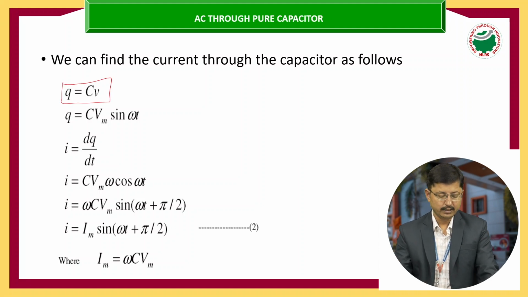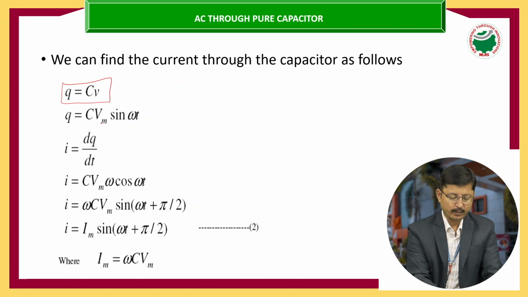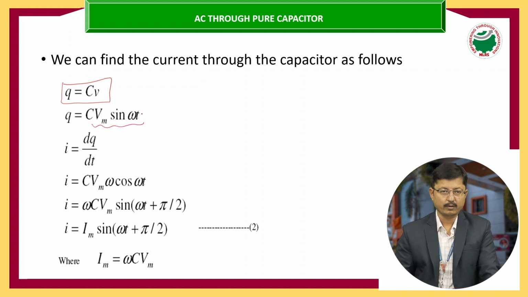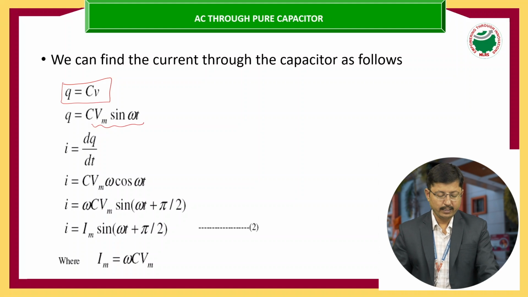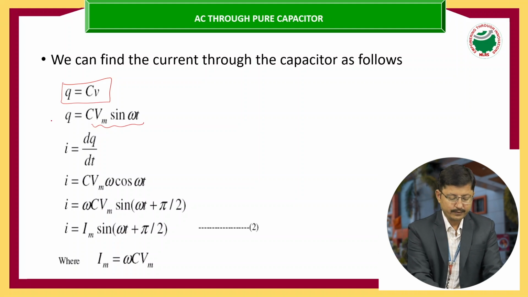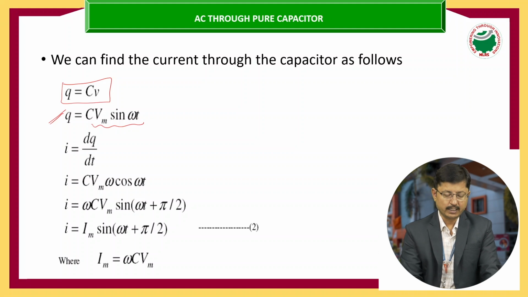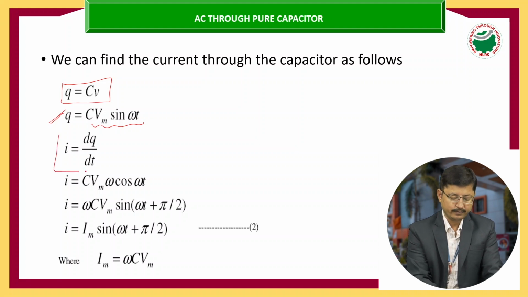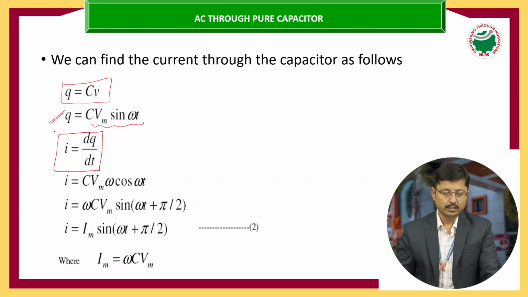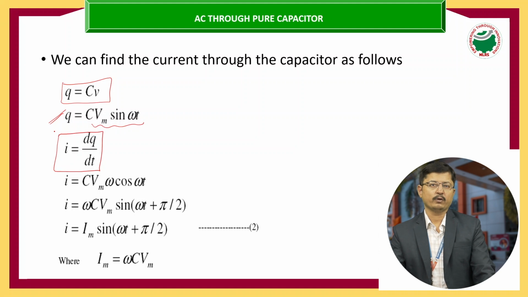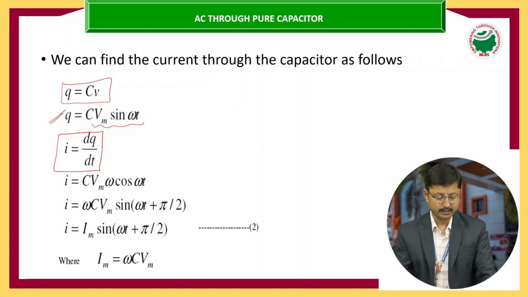So V is nothing but Vm sin omega t, so we apply that here. With this amount of charge stored in the capacitor, we can find the current expression. The current is nothing but the rate of change of charge. So current I equals dq by dt, which is the current flowing into the capacitor.